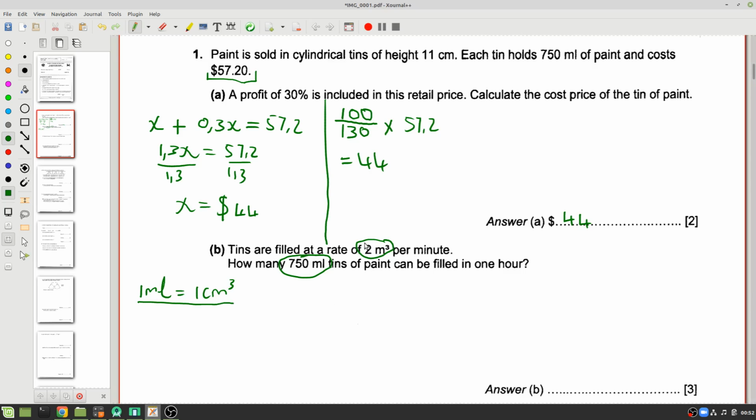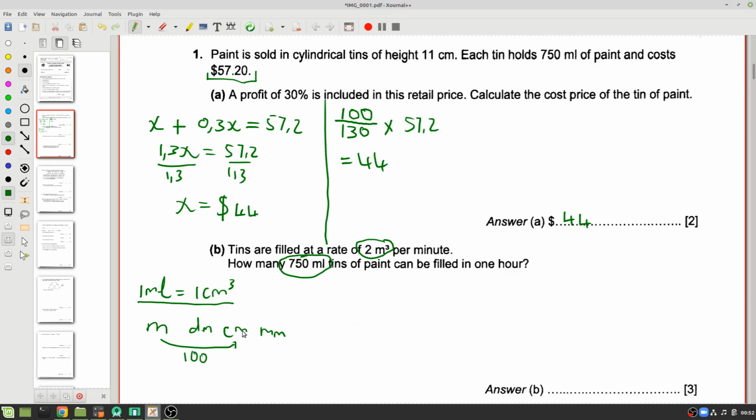Alright, so we can convert cubic meters into cubic centimeters, and that'll be the same as the milliliters. So to get from meters to centimeters, we've got meters, decimeters, centimeters, and millimeters. Okay, so we want to go from meters to centimeters.